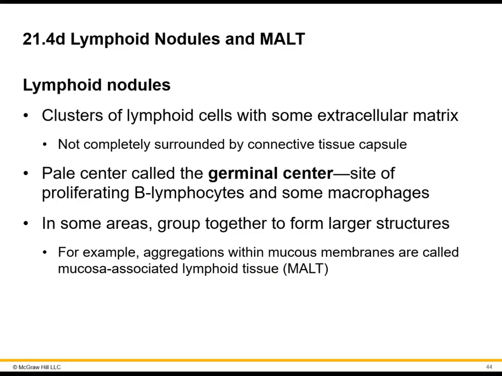Okay, lymphoid nodules. These are clusters of lymphoid cells that have some extracellular matrix. They're not going to be completely surrounded by a connective tissue capsule. They have a pale center called the germinal center, and this is going to be the site of proliferating B lymphocytes and some macrophages. In some areas, lymphoid nodules are going to group together to form larger structures. For example, aggregations within the mucous membranes are called MALT, or mucosa-associated lymphoid tissue. An example of that would be the Peyer's patches in the intestines.